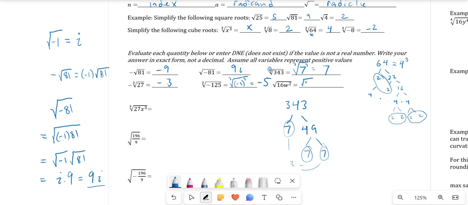Okay, so this one, I think we should just remark that you can look at these two things separately. That's going to be important for simplifying later. And the square root of 16 is 4, and the square root of w squared is w.